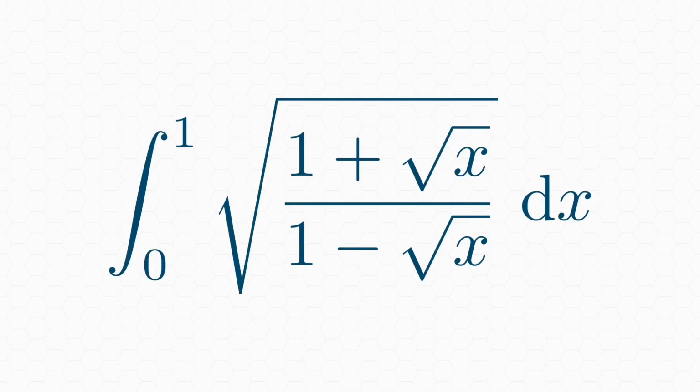Hello, welcome back. For this video, we will be discussing this integral, the square root of the quantity 1 plus square root of x all over 1 minus square root of x, from 0 to 1. I will discuss a solution where I will turn this algebraic integrand into a trigonometric one. To do this, we first realize that the integrand looks a bit like the half angle identity for tangent and cotangent.